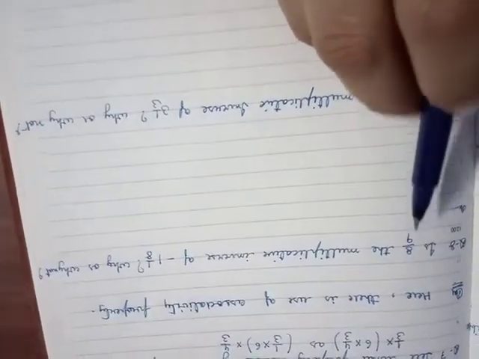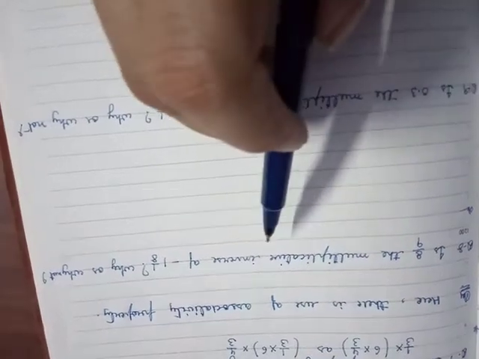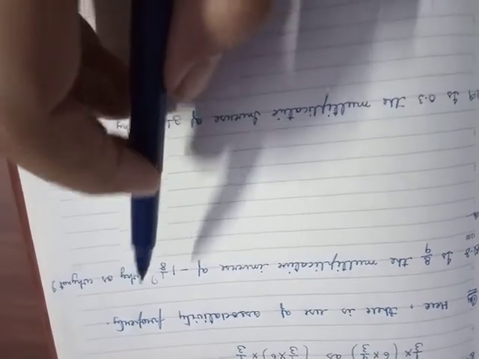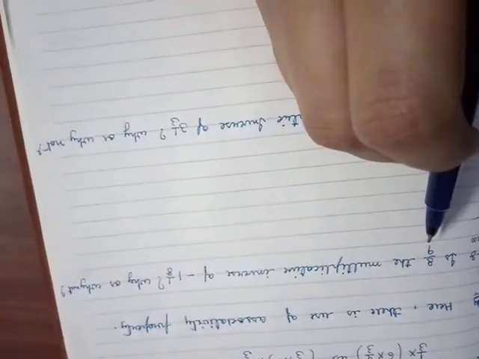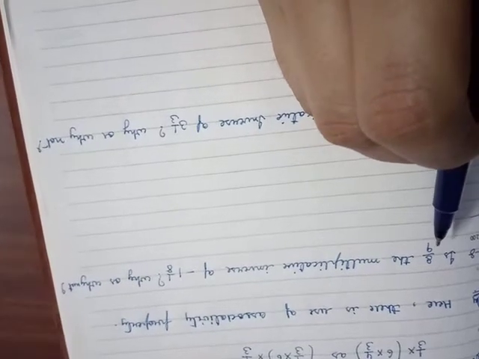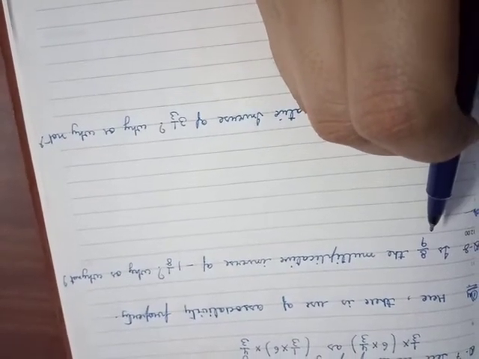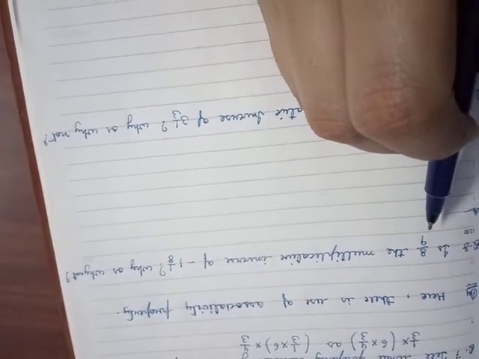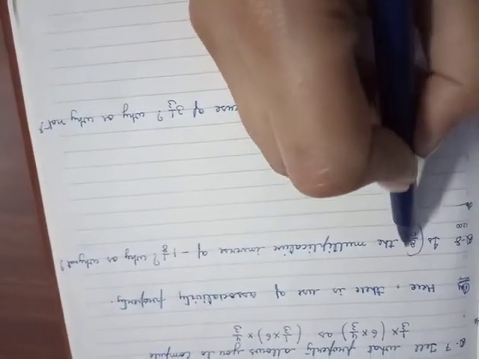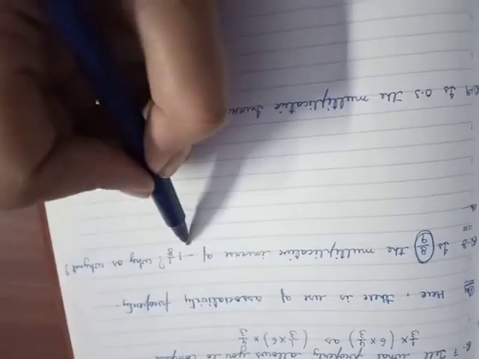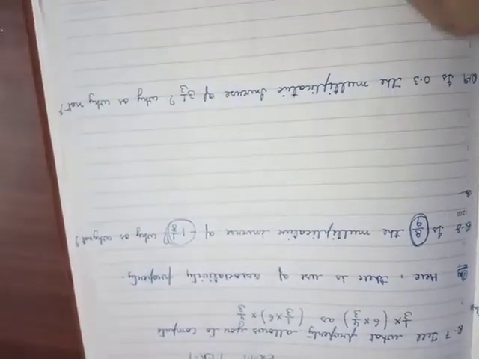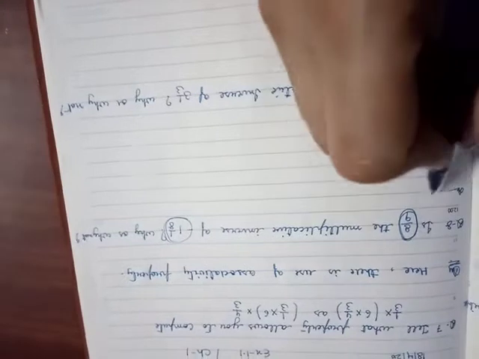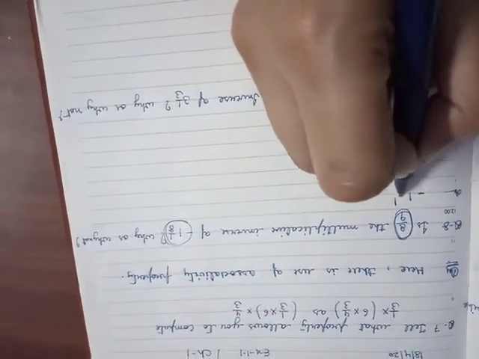Now the next question, question number 8: is 8 upon 9 the multiplicative inverse of minus 1 1 upon 8? Why or why not? Here let me find the multiplicative inverse. You have to find the multiplicative inverse of minus 1 1 by 8. Let me find the multiplicative inverse of minus 1 1 by 8.